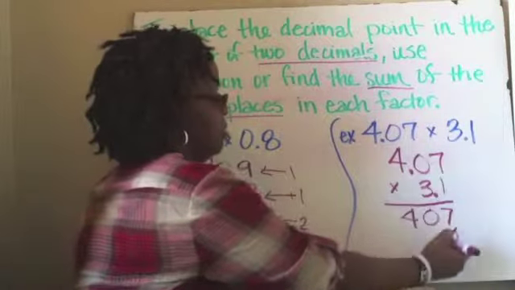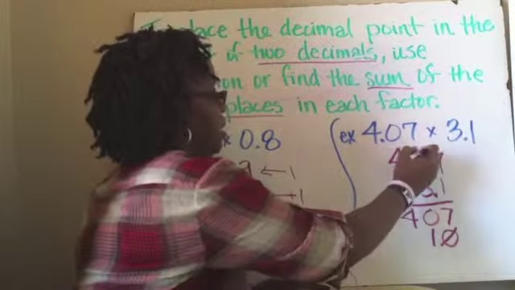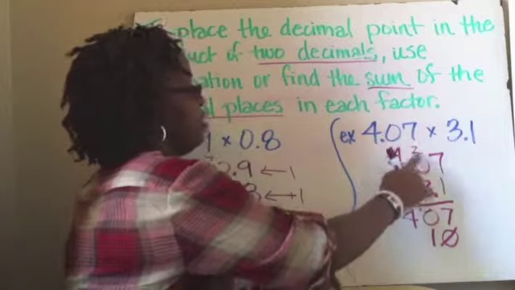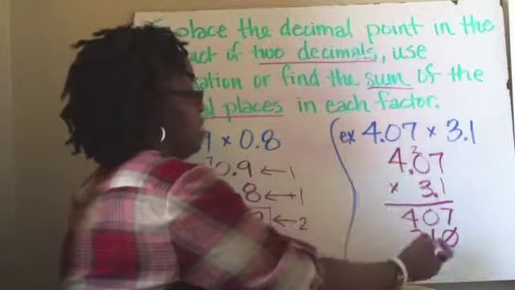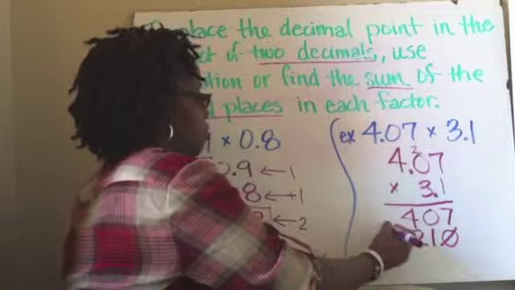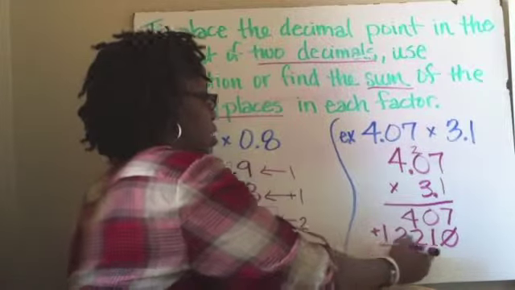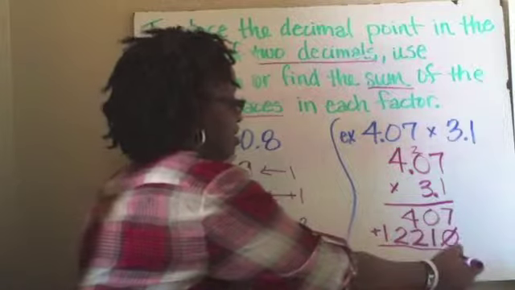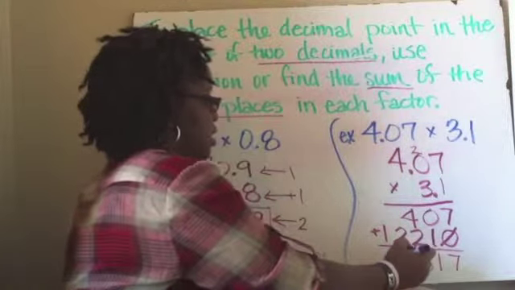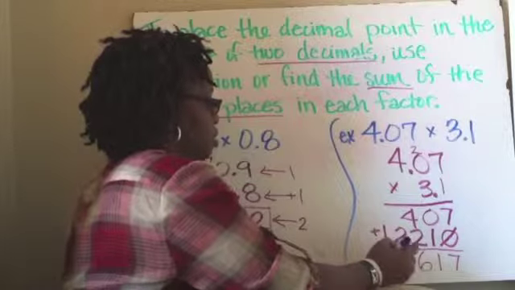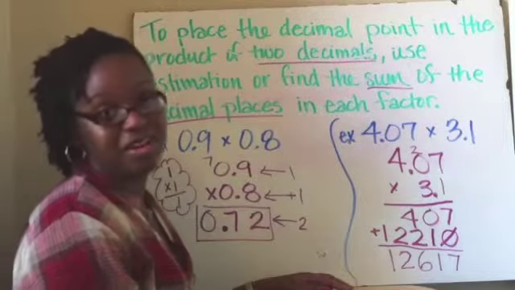And I'm going to do 3 times 7, which is 21, carry my 2. 3 times 0 is 0, plus 2. And then 3 times 4 is 12. Okay, and so when I add those up, I've got 7, 1, 6, 2, 1. We just got to figure out where the decimal goes.